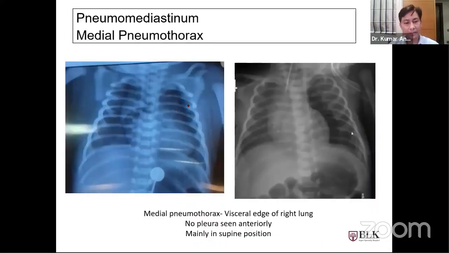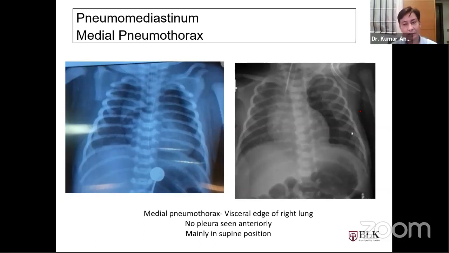One of the other types of air leak is pneumomediastinum, and one common condition is medial pneumothorax. Look at this: the right heart margin is more prominent, and this is the thymus, and the thymus is getting uplifted with the air. Compared to this X-ray, here you can see there is a lung margin on the left medial side, but there is no air in the pleural cavity. This type of air leak is known as a medial pneumothorax, and it is quite common in a newborn, because most of the time they remain in supine position.